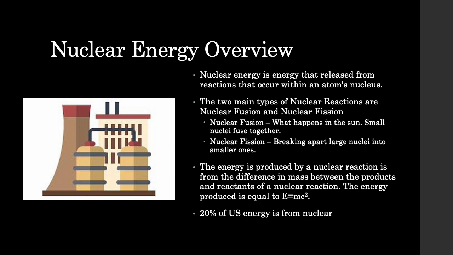Nuclear fission is when you break apart large nuclei into smaller ones, creating more stable elements. And this releases a ton of energy as well. This is how nuclear bombs were created, or also with nuclear power plants throughout the world. The energy is produced by nuclear reactors from the difference in mass between the products and reactants of the nuclear reaction. The energy produced is equal to E equals mc squared. 20% of U.S. energy is from nuclear.